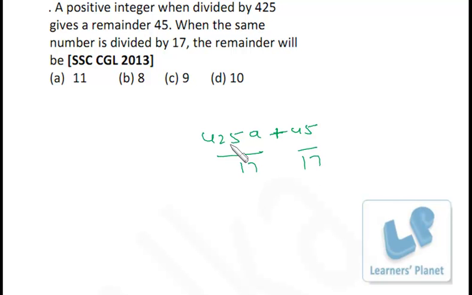425, bright chances are that this number will be a multiple of 17. Just write out: 17 2s are 34 and 17 5s are 85. So over here the remainder is 0. Over here 17 2s are 34, so the remainder is 11. Okay, so the question can be done in 20-25 seconds.